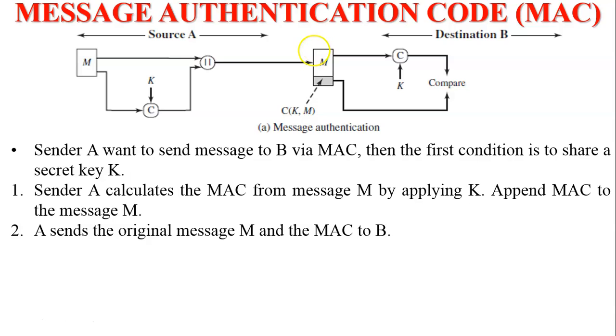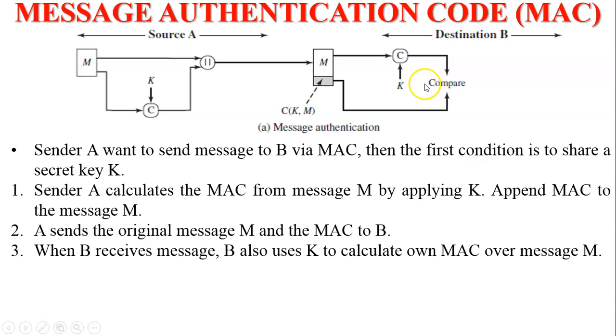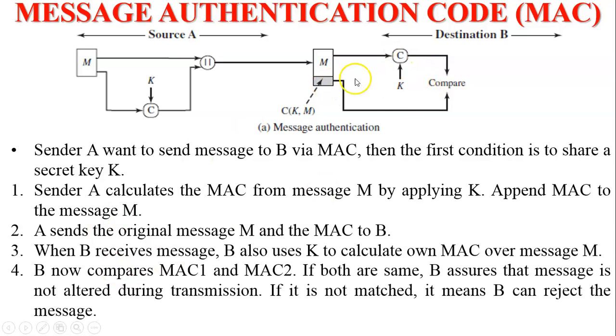Receiver B accepts that appended MAC and message. It separates the MAC and message and generates a MAC from the given original message with the help of key K, and compares the appended MAC and generated MAC. It means B now compares MAC1 and MAC2. Here you can see this is the comparison of the newly generated MAC and the appended MAC. If both are the same, B is assured that the message was not altered during the transmission.